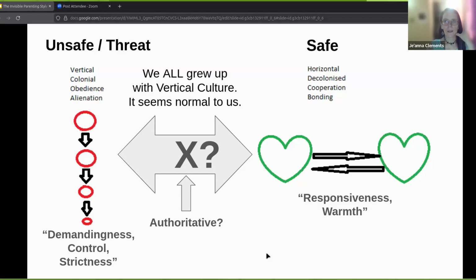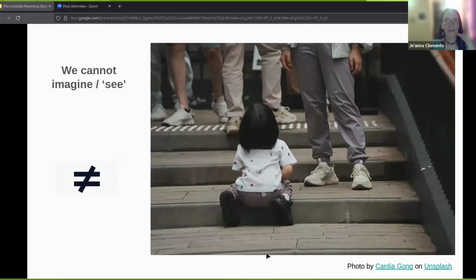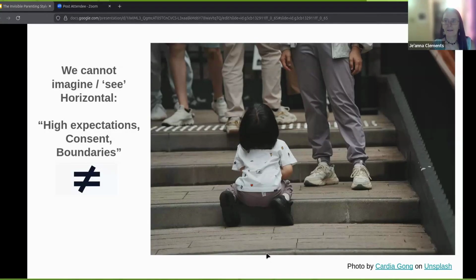So, with that lens being how we look at the world, we actually cannot imagine or see what's really horizontal. It's hard to get a handle on. So, in horizontal, we would have high expectations with consent and with boundaries. That's not disengagement. That's not non-demandingness. However, it is completely different to demandingness, control, and strictness. They're not at all the same thing. High expectations, consent, and boundaries are thoroughly horizontal, whereas demandingness, control, and strictness are thoroughly vertical.